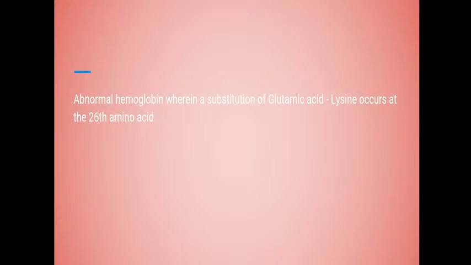Cool? Very easy to understand, right? HBS, 6th amino acid, valine instead of glutamic acid. HBC, the problem is lysine substitution. What position? 26. HBE, 26th amino acid, the substitution is lysine. Very easy? You don't need to memorize too much, right?